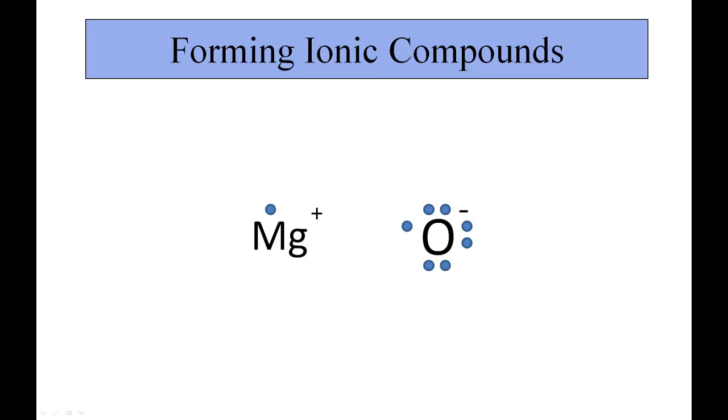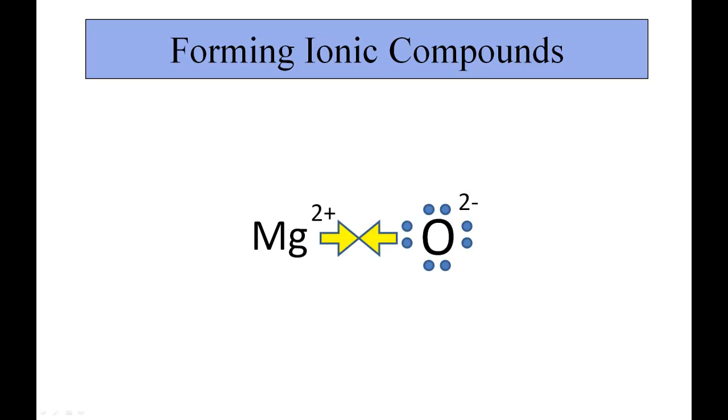Of course, magnesium's octet rule is not satisfied yet, so it will lose the other electron as well. When that is done, magnesium now forms a 2+ charge and oxygen forms a 2- charge. Notice that magnesium now has 0 dots around it, meaning its octet is full, and oxygen has 8 dots around it, meaning its octet is full.